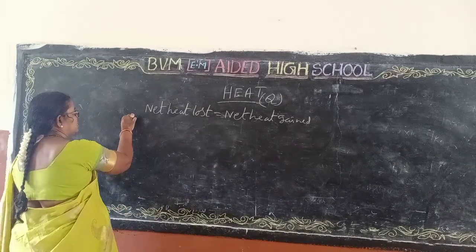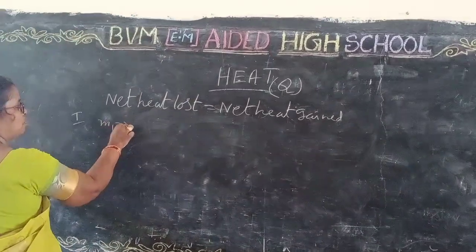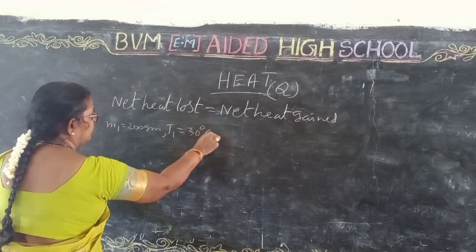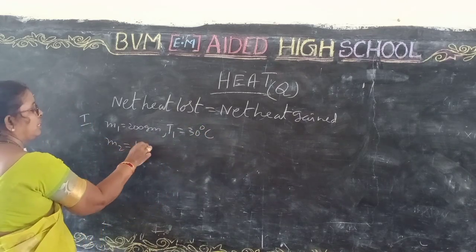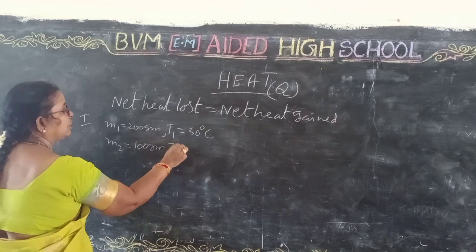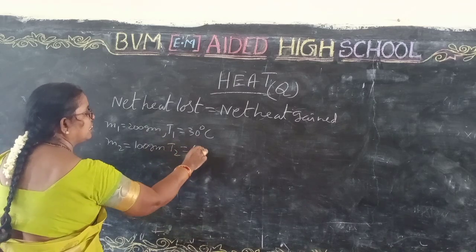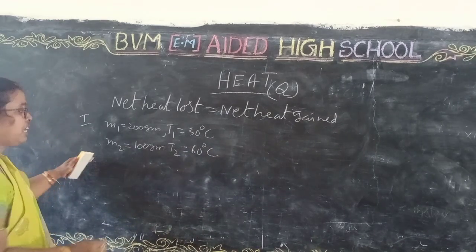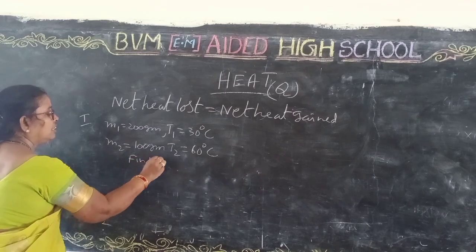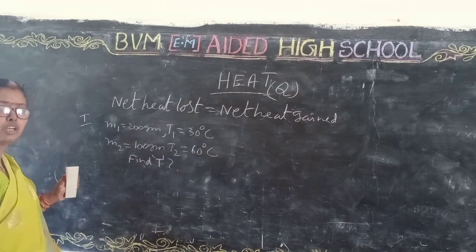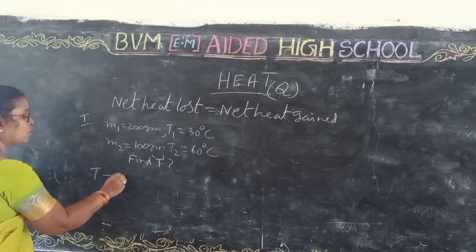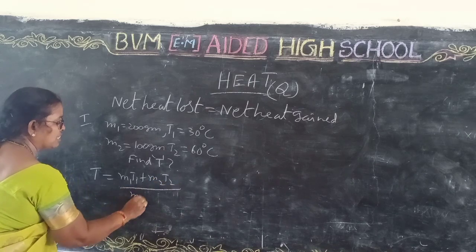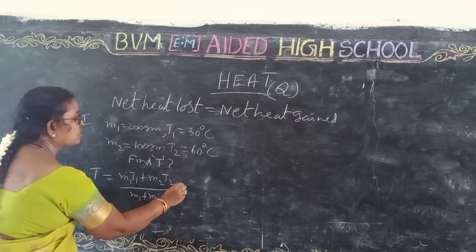Suppose you have two bodies. One is M1, 200 grams, with temperature 30 degrees centigrade. The other body M2 is 100 grams, with temperature 60 degrees centigrade. When you mix these two, find T, the thermal equilibrium temperature. So from this you use the formula: T is equal to (M1 T1 plus M2 T2) by (M1 plus M2). Now substitute these values.